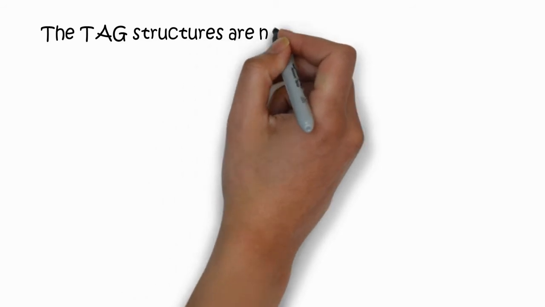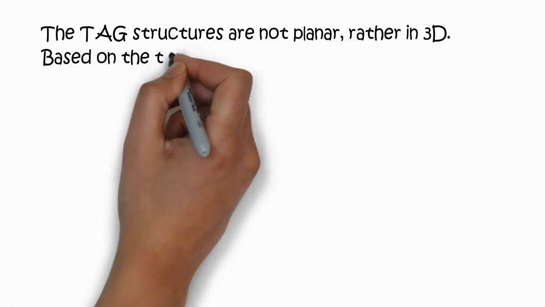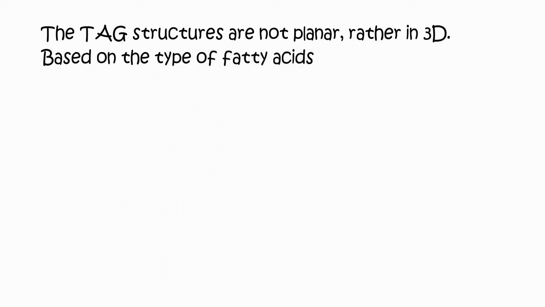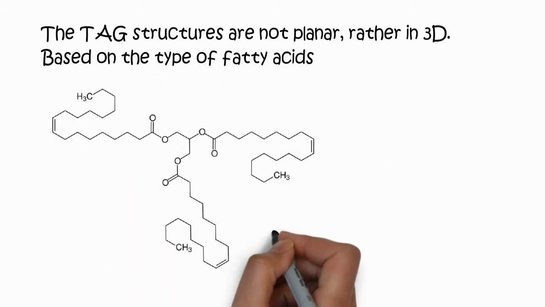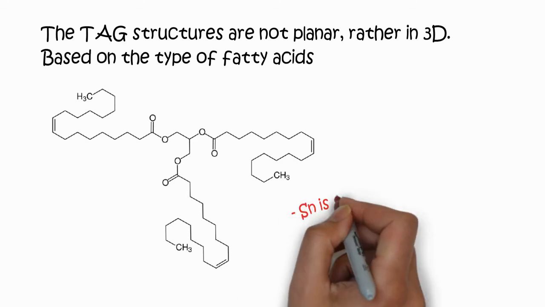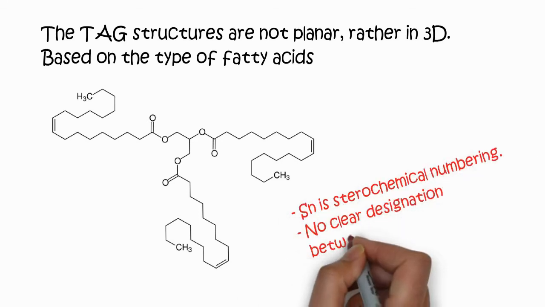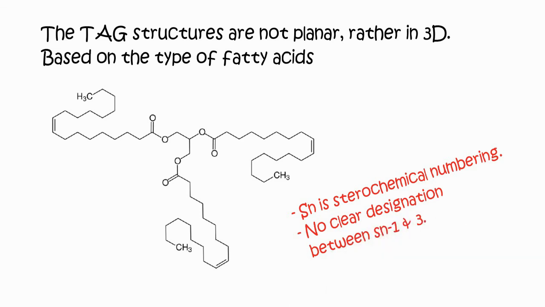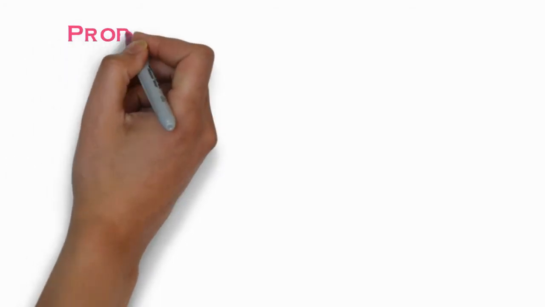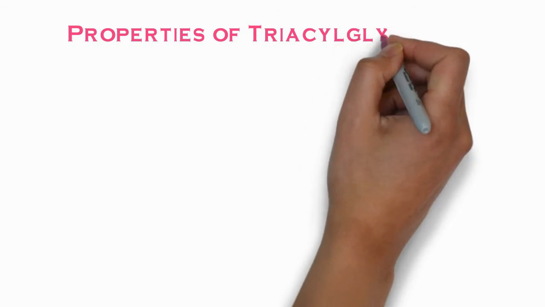When we look at the structure of the triacylglycerol, it is not planar; rather, it is three-dimensional, and this three-dimensional structure is based on the type of fatty acid present. The SN number is normally called stereochemical numbering. However, for positions 1 and 3, there is no clear distinction between position number 1 and 3.